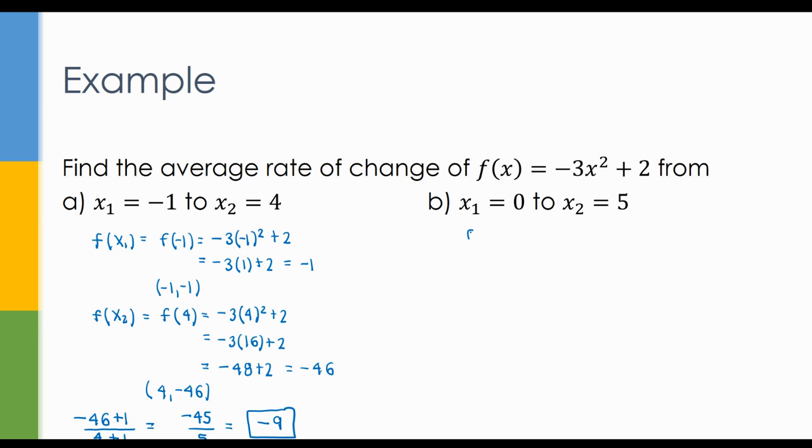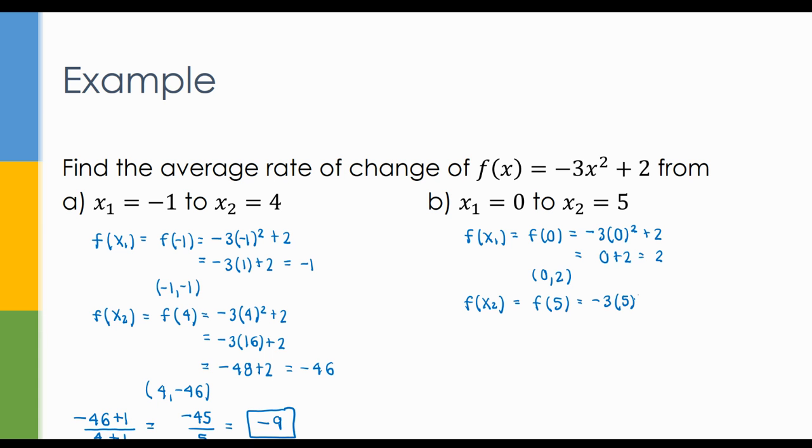In the next one, we want to find what my function would be at 0. So we'll have negative 3 times 0 squared plus 2. Anything times 0 is 0. And so then 0 plus 2 tells us 2. So our first ordered pair is 0, 2. Then I want to find what x2 is for that. So I want the function at 5.